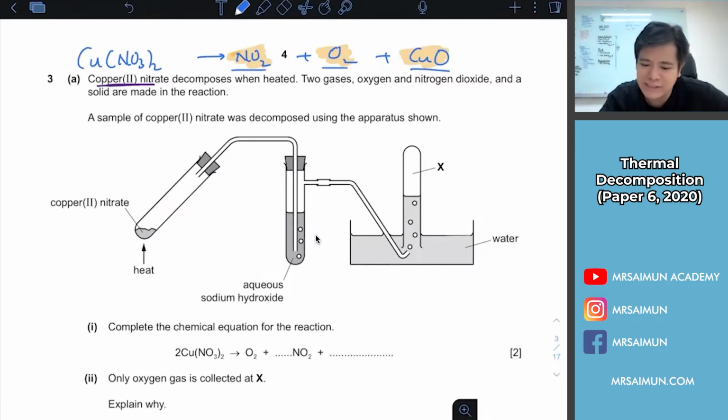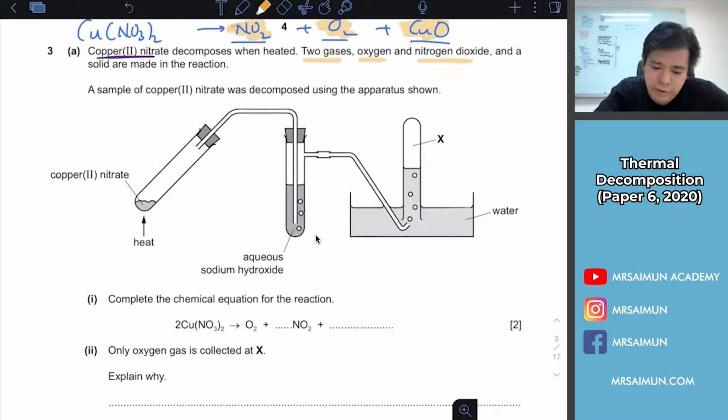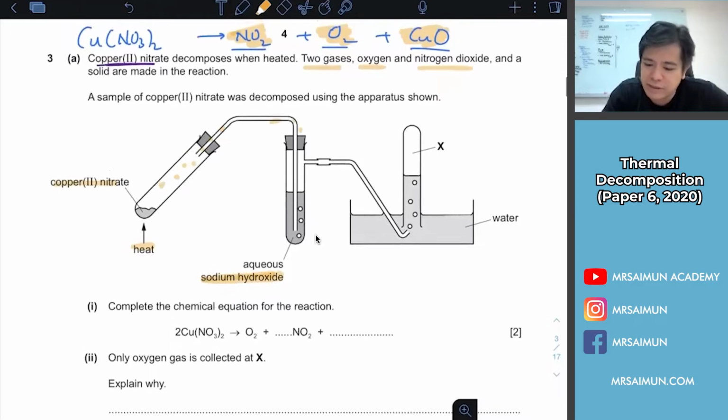Two gases. You see here they already mentioned two gases, very nice. A lot of times they just leave it blank and expect you to know. So copper(II) nitrate is heated up, blue, and you have the sodium hydroxide. This is an alkali, most probably to accept all the acid and stuff. And it comes out, and then you have the X.